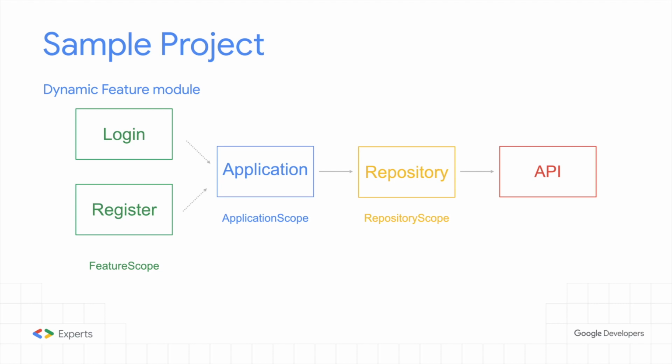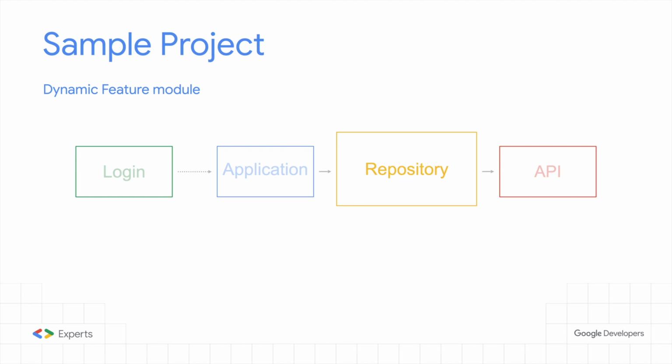In the login module, we use feature scope. If we had a register module as well, we would use feature scope on the register module as well, because components with similar life cycles should share the same scope instead of having different scopes on each other.